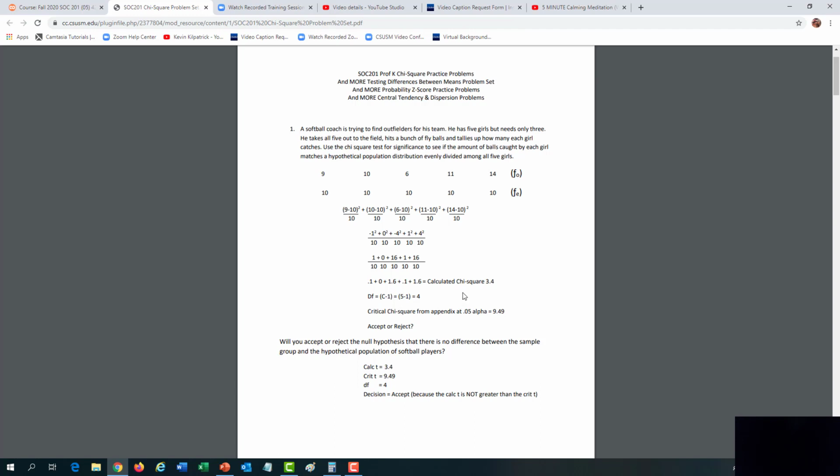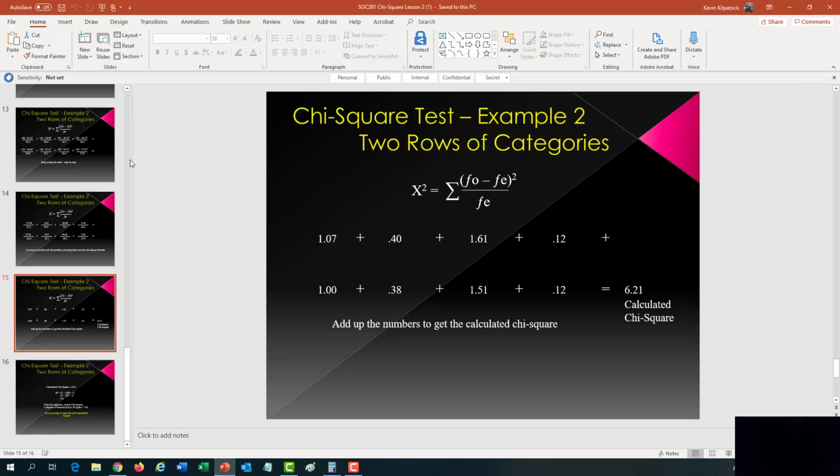When you have a problem with one row of data, remember, the way that you calculate degrees of freedom is it is the number of categories minus 1, or the number of players minus 1. In this problem, we have 5 players. So 5 minus 1 is 4. That's our degrees of freedom. If I look in the appendix, the chi-square appendix, I'm going to find 9.49. Let's go find that.